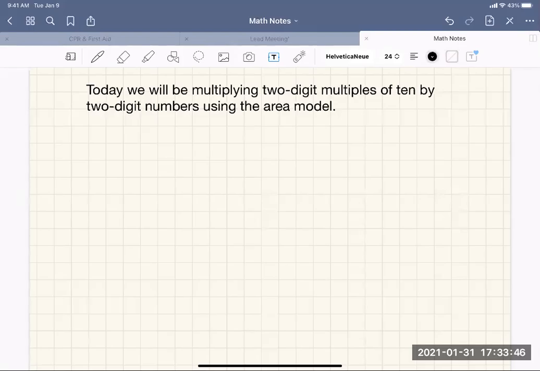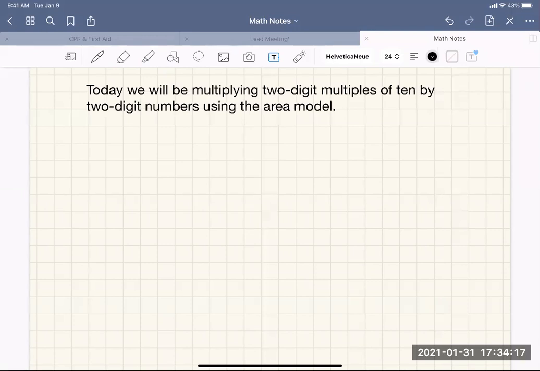Hi guys, so today we're going to be working on multiplying two-digit multiples of 10 by two-digit numbers using the area model. So we've seen the area model multiple times throughout our whole module 3 when using multiplication. So we just finished doing division. So we need to kind of take a step back and think back to our multiplication section of this module and recall that we've seen the area model 2 or 3 times.